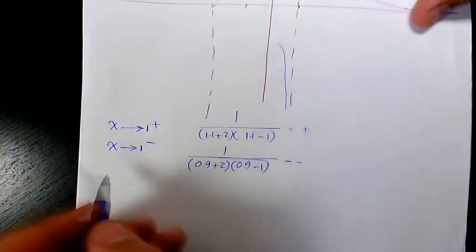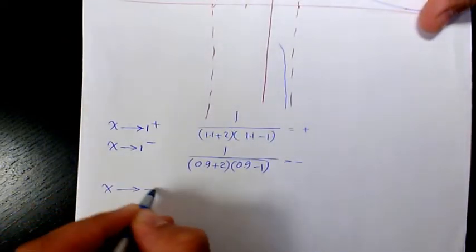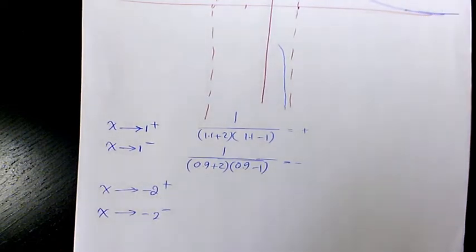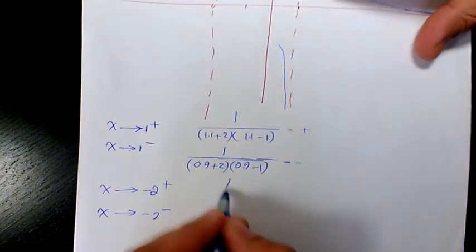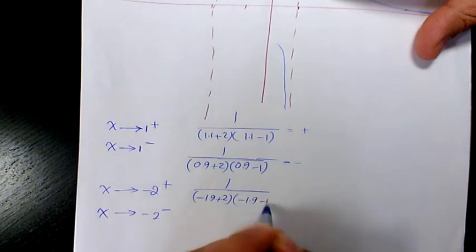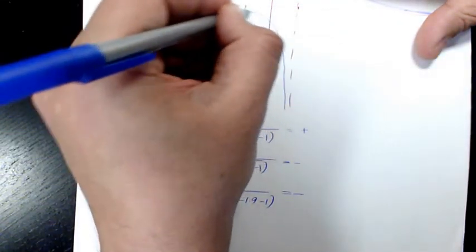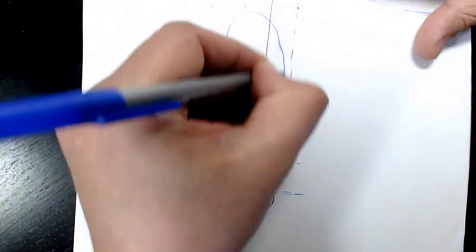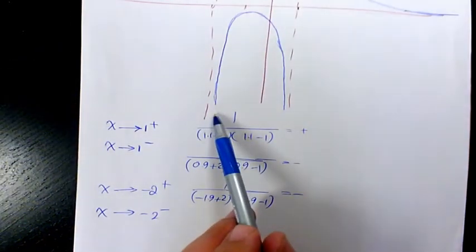Now, let's look at the behavior around the other vertical asymptote. x approaches negative 2 from the right and from the left. Negative 2 plus means it's slightly greater than negative 2. Let's say negative 1.9. So 1 over (negative 1.9 plus 2)(negative 1.9 minus 1). That's positive, and here is negative, so it's going to be negative. It means that it is going to be something like this. So it goes to negative infinity from here, it goes to negative infinity from here.